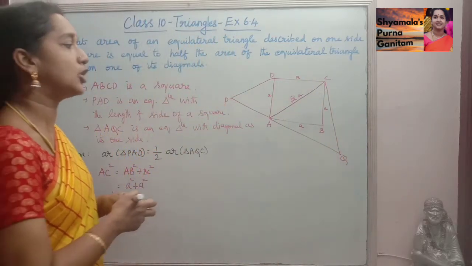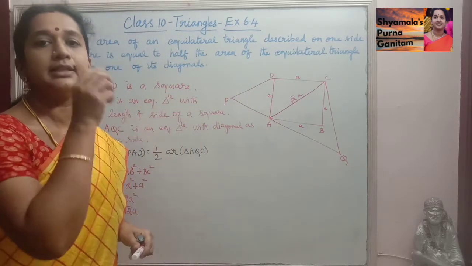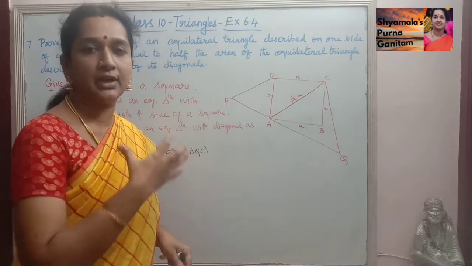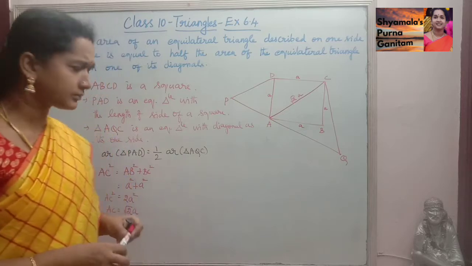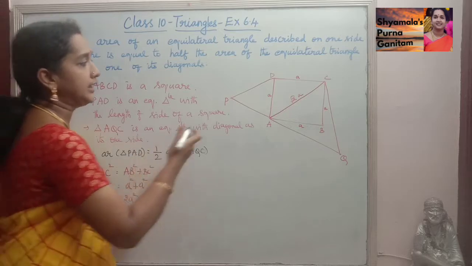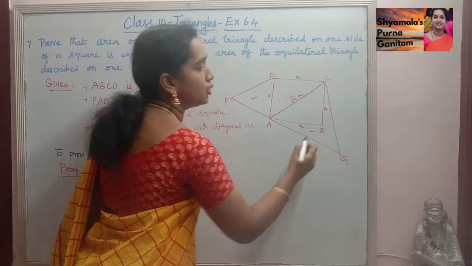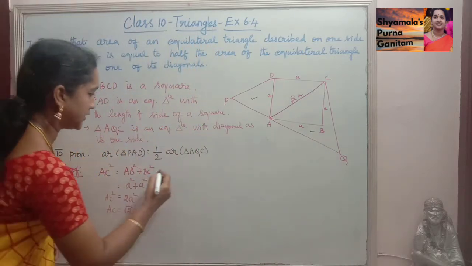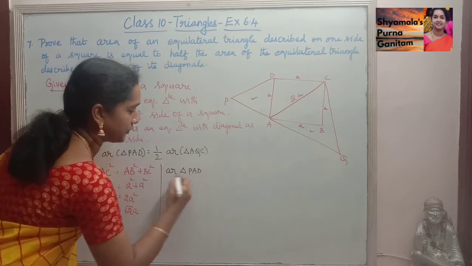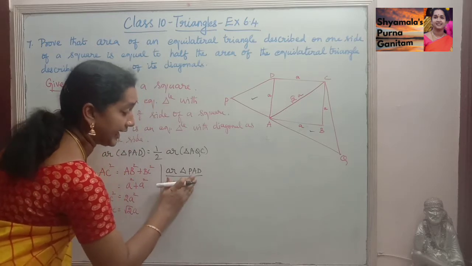Okay, we got the lengths of the sides of the equilateral triangles. For PAD, the equilateral triangle, the side is A. For AQC, the side of the equilateral triangle is root 2 A. So now we'll take these two triangles, PAD and AQC, and prove the result.